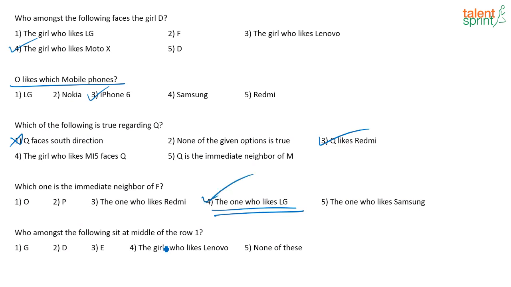Who amongst the following sits at the middle of row 1? Who sits at the middle of row 1? The girl who likes Lenovo. That was also very easy to find out in the given statement. So these two questions you could have answered without solving this full set.